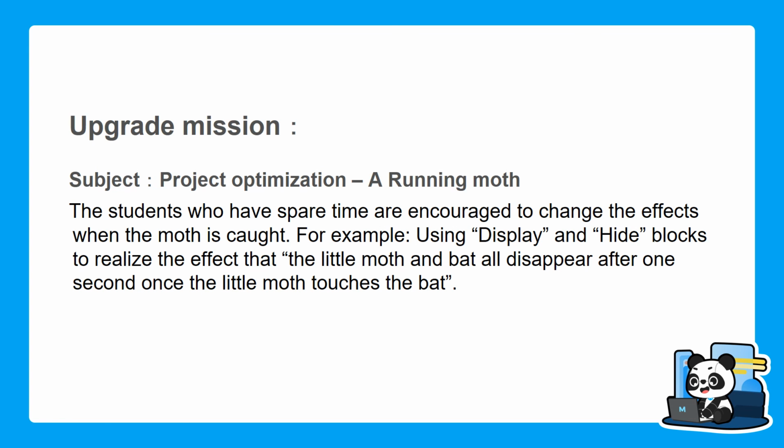In order to upgrade the game, you can change different things like the background and the effect that happens when the moth is caught. For example, the show and hide blocks can be used to make both the bat and the moth disappear when they touch each other. Another effect you could do is to change the size of the characters when the game is over.